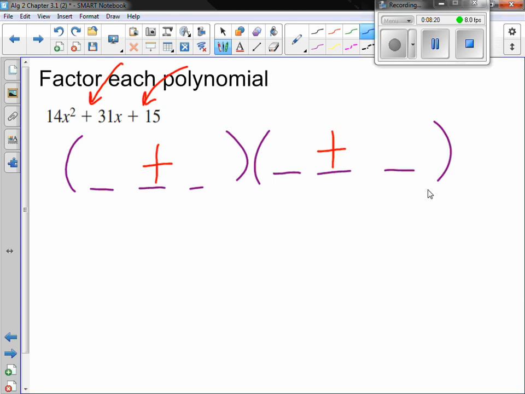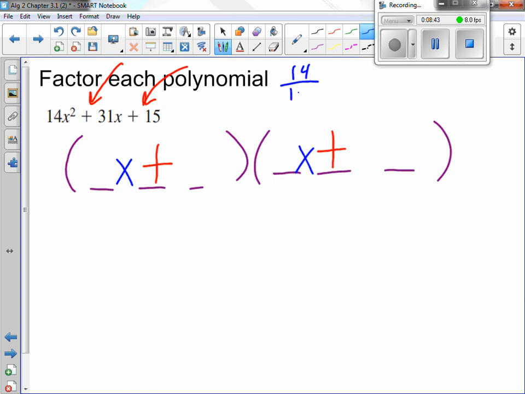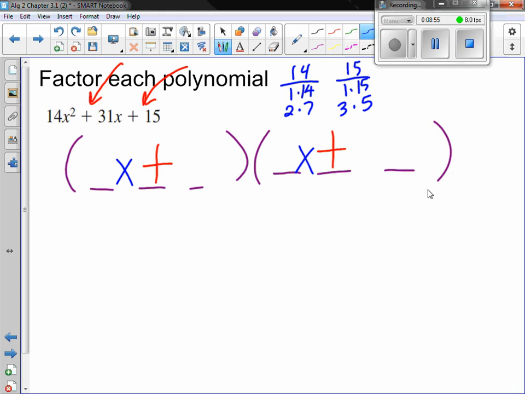Well, factors of the first and third term. That's what we need to find next. Well, the first term has x squared, yes? So we know for sure we're going to have x and x. We're always going to have x and x because that's the only way we get to x squared. Factors of 14: 1 times 14 and 2 times 7, and that's it. 15 is what? Yep, 3 times 5 and 1 times 15.